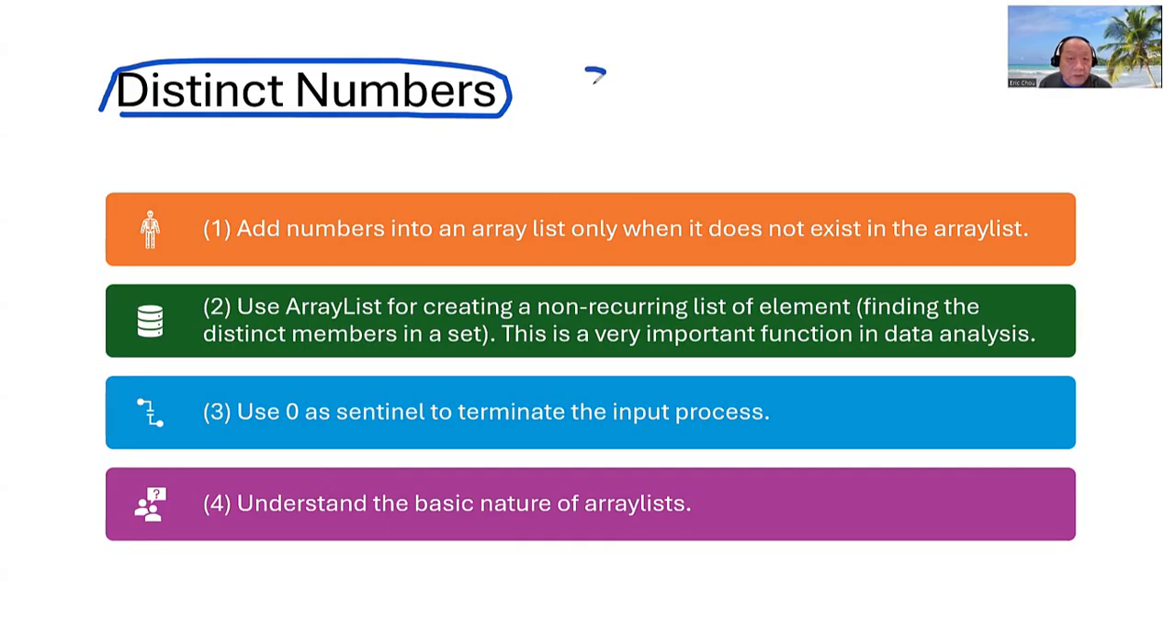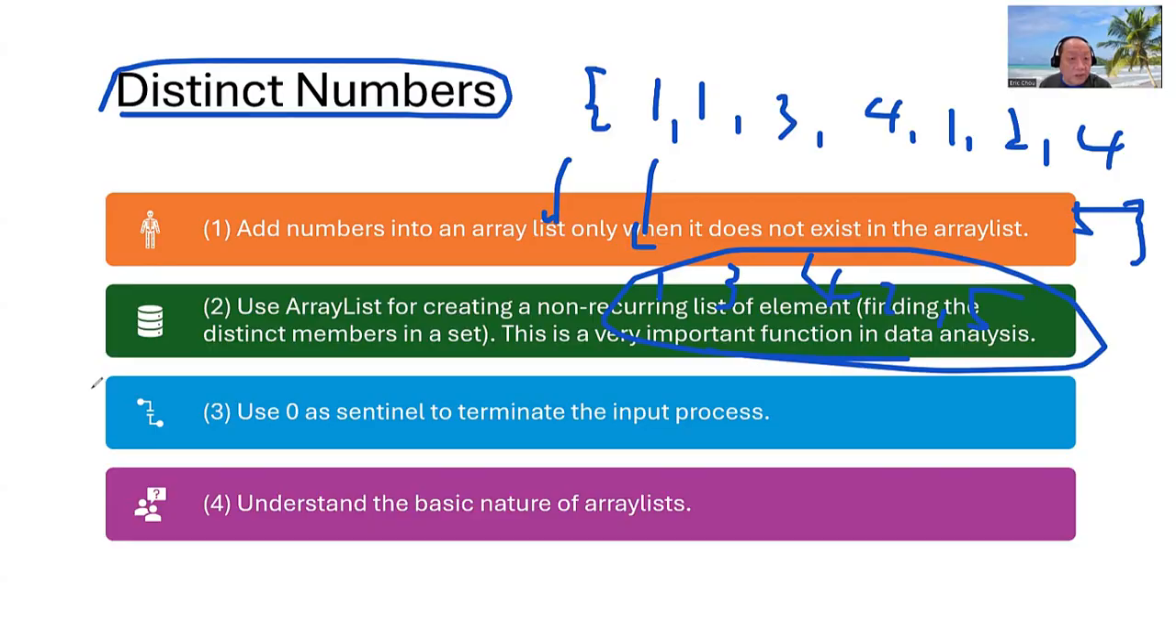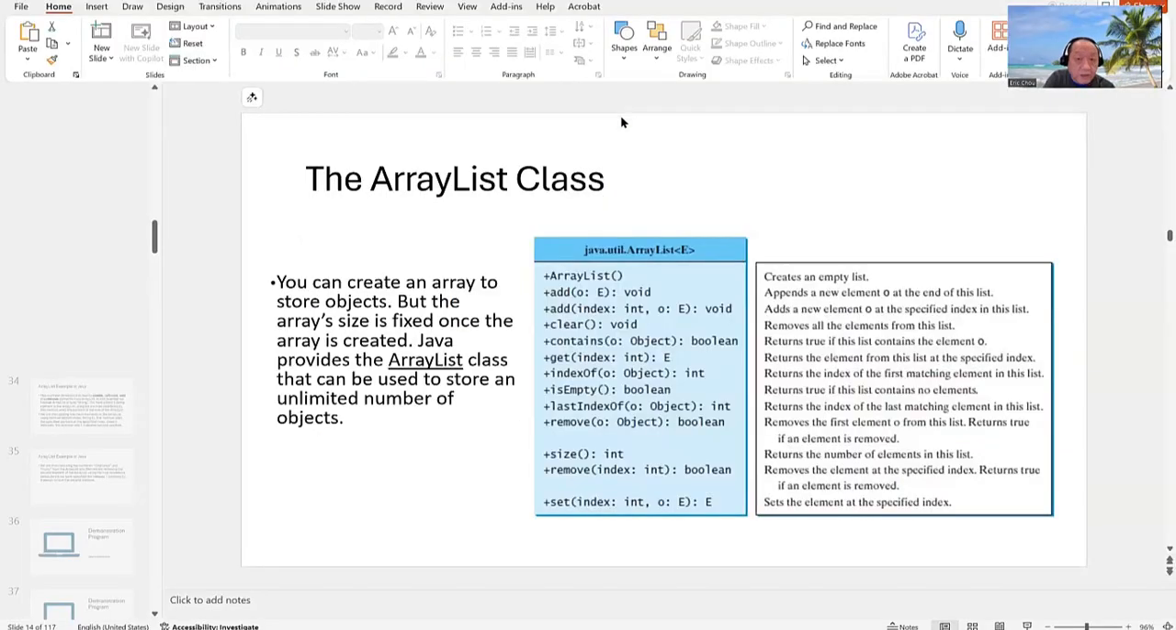For example, you may have an array list of 1, 1, 3, 4, 1, 2, 4, 5. This is a list, but if you want to consolidate it to a set, you only keep one copy of the data, no duplicates. So you keep 1, keep 3, keep 4, keep 2, keep 5. The original is the non-distinct numbers. Let's look at how to calculate these distinct numbers using an array list.